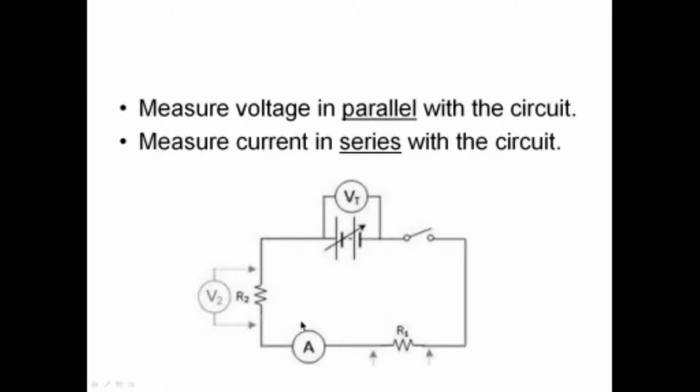Now to measure the current, you remember current is the number of electrons moving through the circuit. In order to measure them, I have to make all the electrons go through the ammeter. So to do that, I have to break the circuit and put the ammeter in the circuit so that all the electrons have to go through it. And so I measure current in series with the circuit.